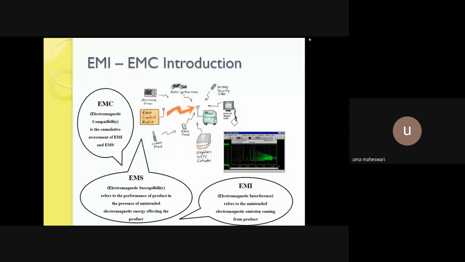Then, EMS is electromagnetic susceptibility. That is the immunity of the system to perform in the presence of electromagnetic interference. How well it works, how it can perform its actual functionality, is the susceptibility. The combination of EMS and EMI put together is called EMC, electromagnetic compatibility. This is a cumulative assessment of EMI and EMS.